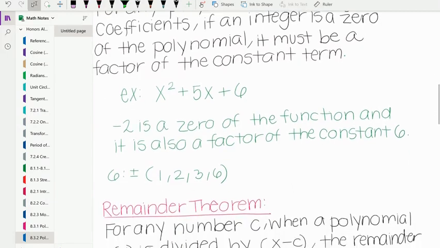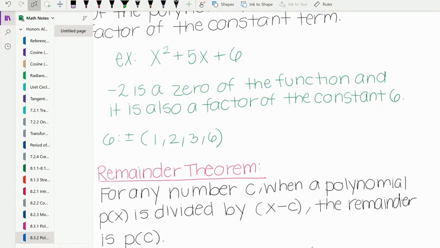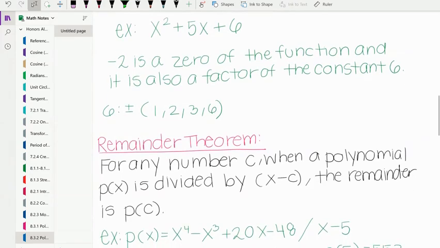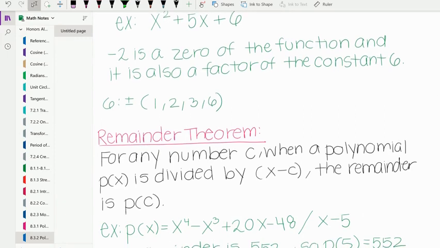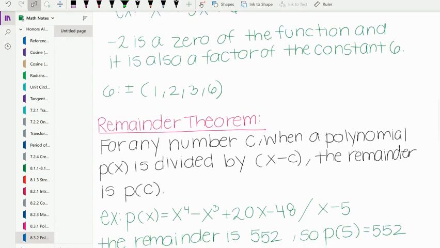The next theorem is the remainder theorem. So for any number c, when a polynomial p of x is divided by x minus c, the remainder is p of c. So this one's a little bit easier to see when you actually do it. For example, if I have x to the 4th minus x cubed plus 20x minus 48, and I divide by x minus 5, and when I do that, I get a remainder of 552. That means that p of 5 is 552.